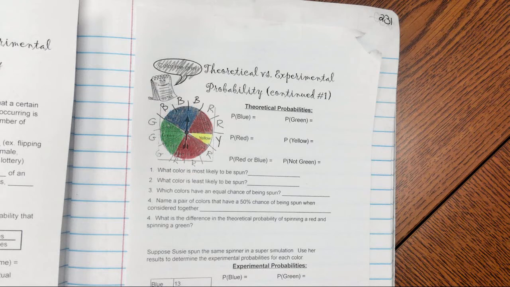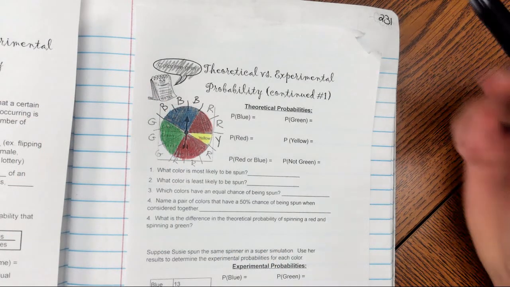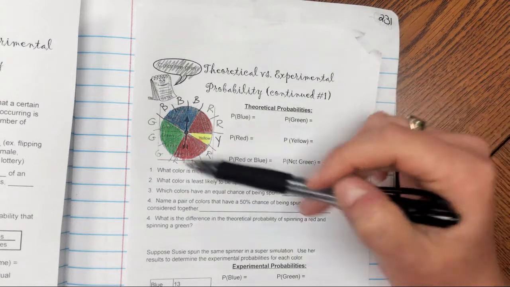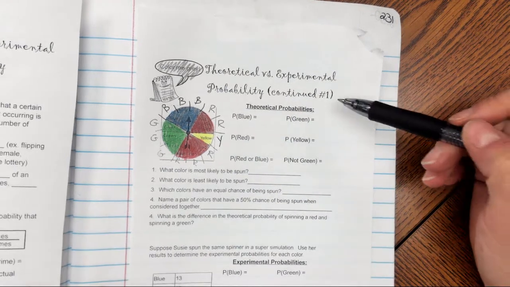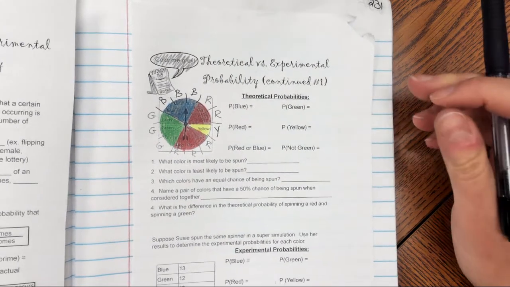And in this particular section, we're going to look at a spinner. So we have our spinner here. I went ahead and colored it for you. Yours, of course, is copied black and white, but you can see the letters around the outside. We're going to first talk about the theoretical probabilities on this spinner.